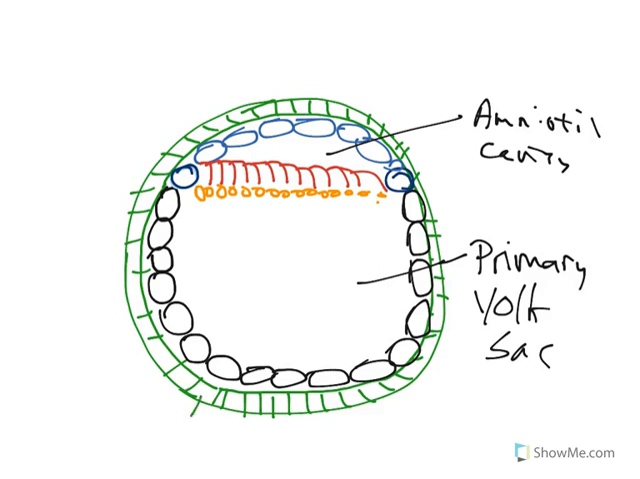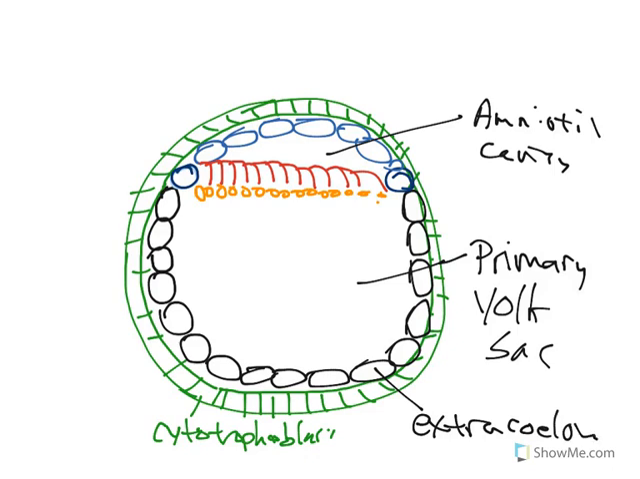So we're going to label our cytotrophoblast. And we also want to make sure we have our extracelomic membrane. Extracelomic membrane. Sorry for the writing there, it's kind of hard to write.